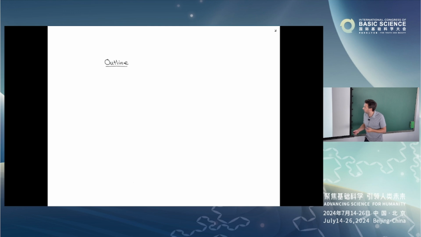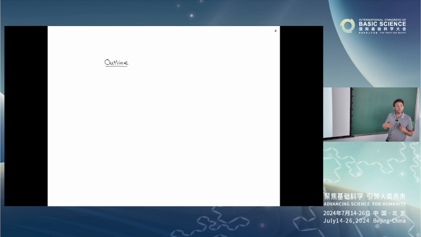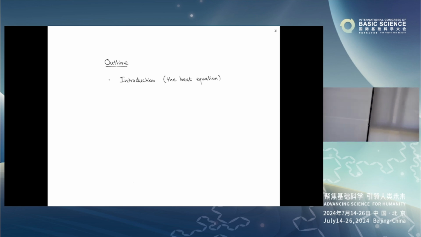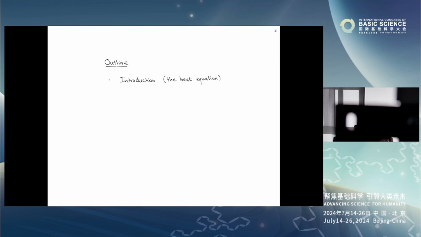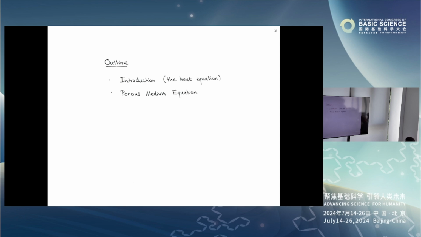So I'm going to talk about partial differential equations and convexity, and in particular I'm going to be talking about evolution equations and notions of convexity that are preserved in time. I'm going to begin with an equation that we're all familiar with, the heat equation, and give a brief introduction. And then in my talk, I'm going to discuss three equations.